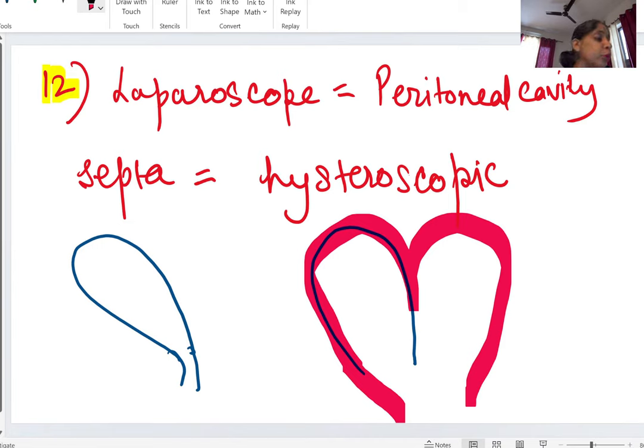But for Mullerian anomaly, as we have seen, the unicornuate, bicornuate, rudimentary horn, all these anomalies can be seen only on laparoscopy. For Mullerian anomaly as a whole, the best investigation is hysteroscopy plus laparoscopy. If they ask typically about septate uterus, then hysteroscopy is best, then HSG. I hope, Dr. Mohammed, it is clear to you.